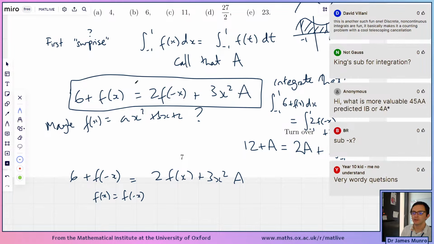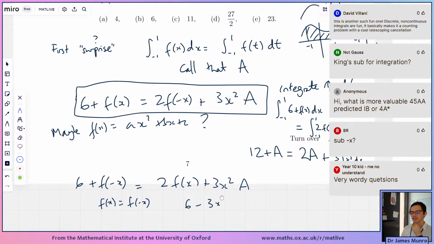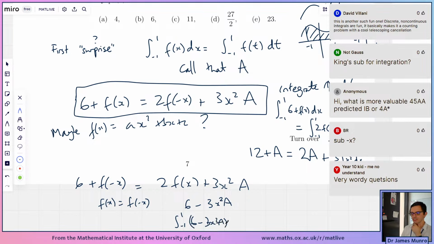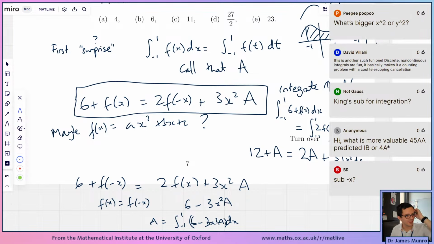Because now this confirms, you move it over and you get 6 minus 3x squared a. You still need to know what a is, so you're going to have to go back and do the integral. Yeah, but it is a quadratic. It's a quadratic that starts with 6 minus. And here's an equation for a. There's an integral to do. Good.